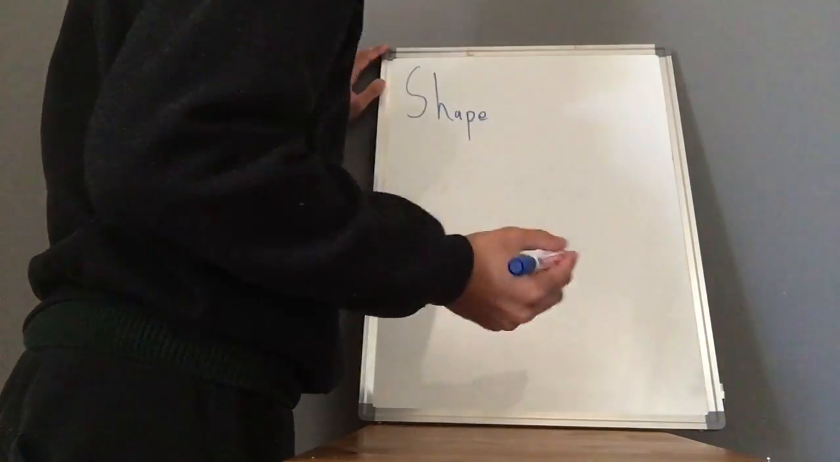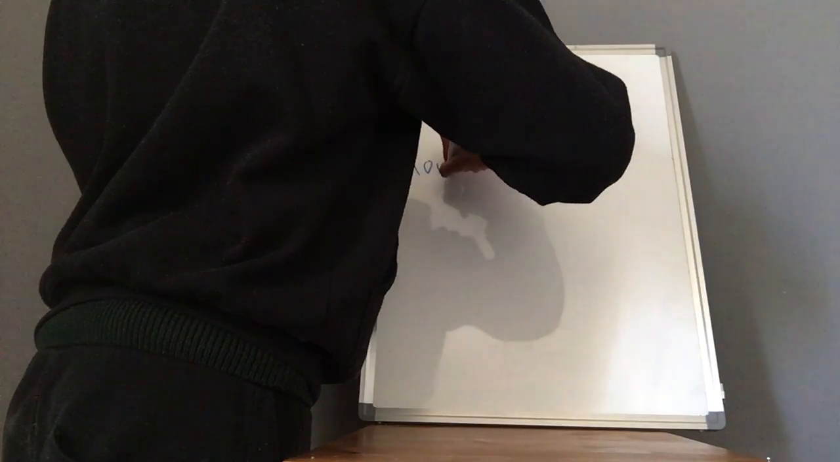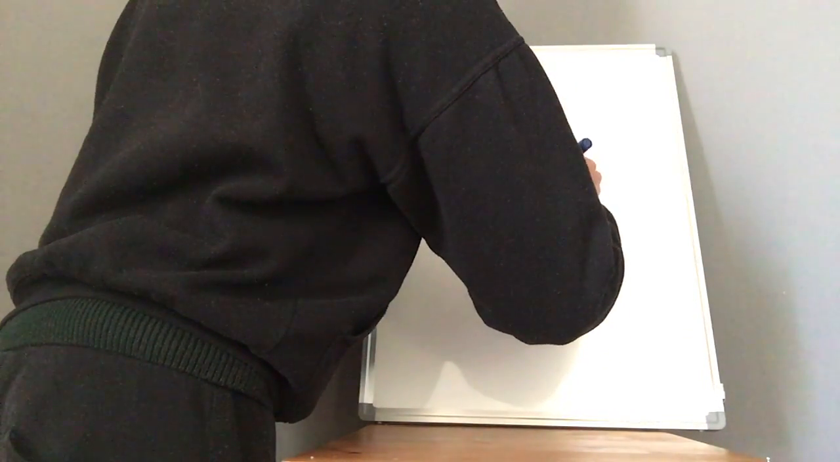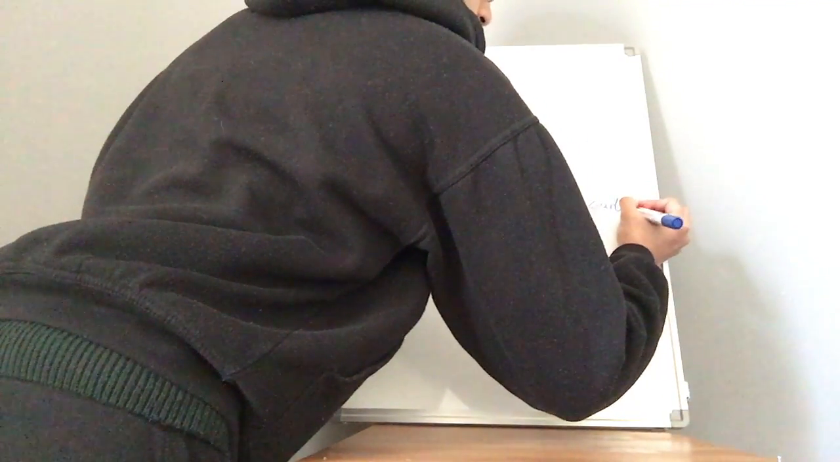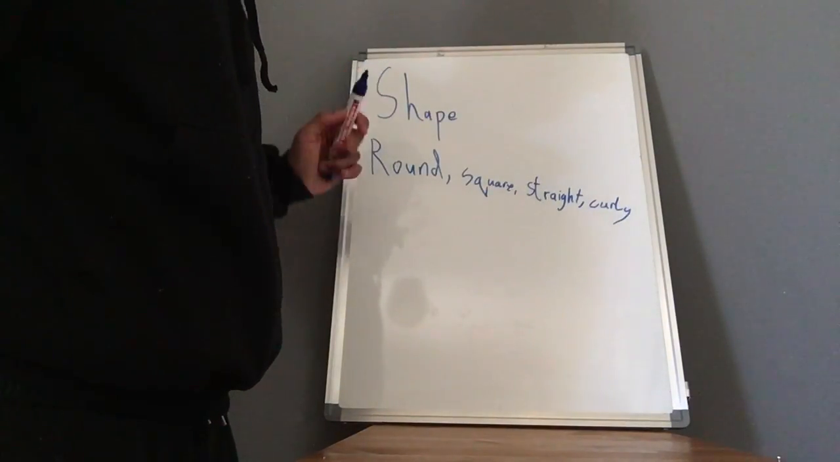Next you have the shape, so the shape of an object. So, for example, round, square. If you're talking about somebody's hair, you could describe it as straight. This also falls under the shape. You could describe it as curly. This is also about the shape. So yeah, shape.